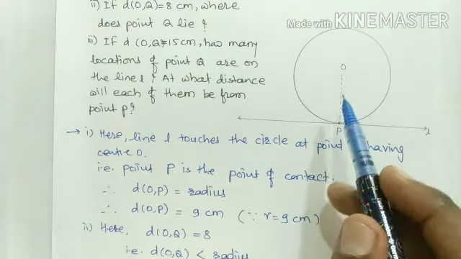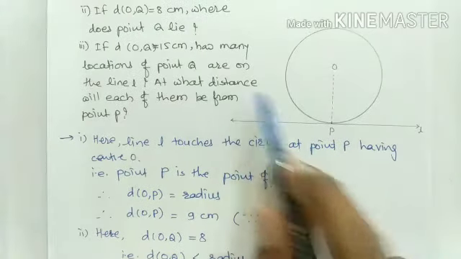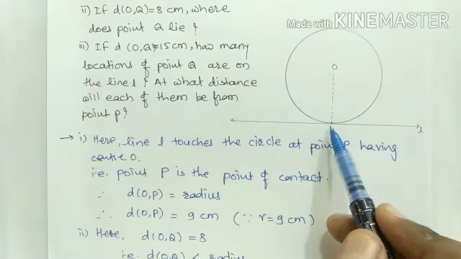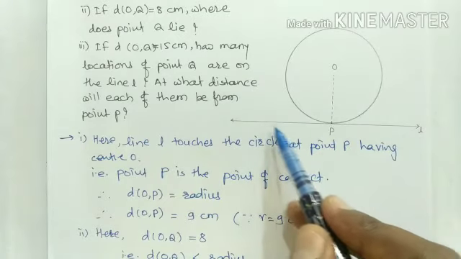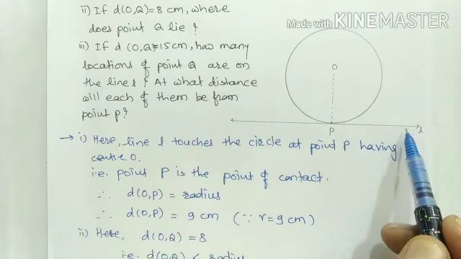So there are two locations of the point Q on the line L, because it is either on the left side of the point P or it is on the right side of the point P.